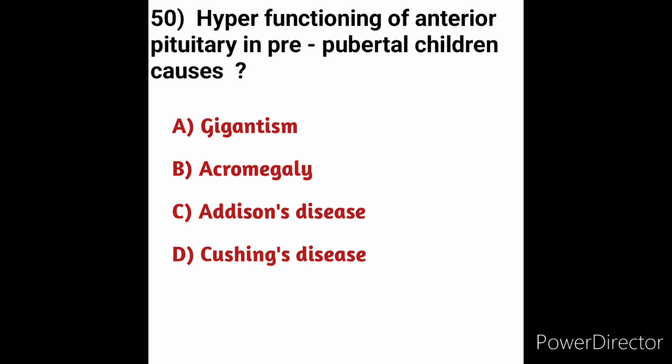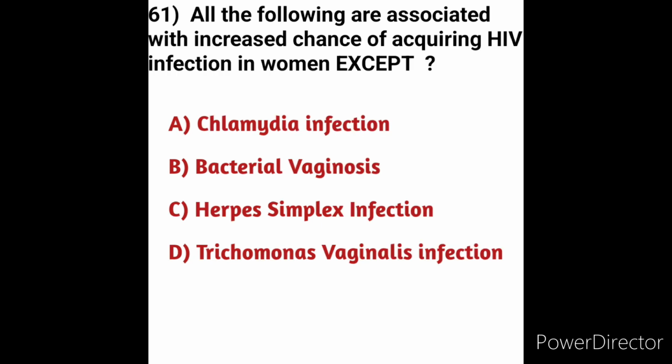Here, hyperfunctioning of the anterior pituitary in prepubertal children causes a very rare condition that happens in children and adolescents, which is gigantism. Option A is the correct answer here. Why? Because of the high level of growth hormone in their body, which causes them to grow very tall, which is gigantism. Option A is the correct answer. Okay friends, clear? Next we will discuss today's topic in continuation.